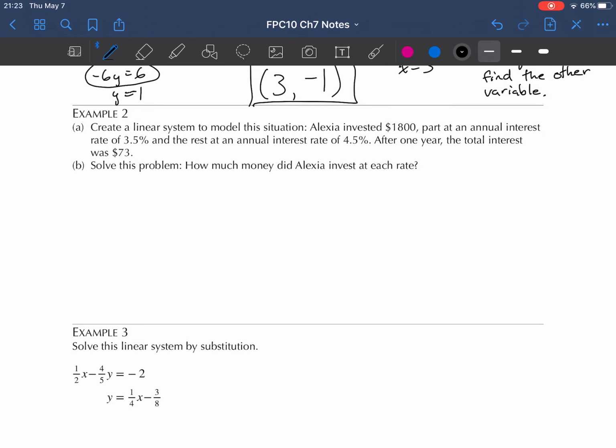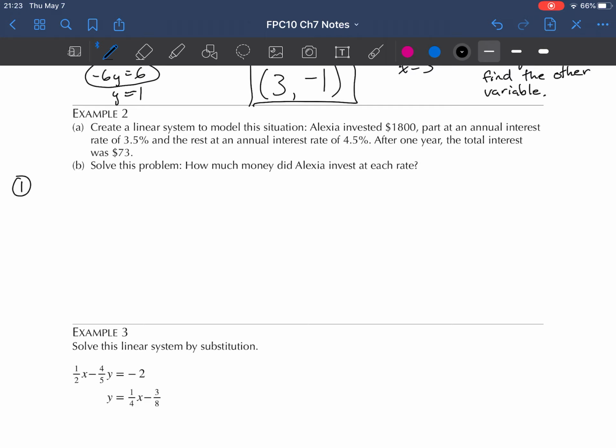Example 2. Create a linear system to model this situation. Alexa invested $1,800, part at an annual interest rate of 3.5% and the rest at an annual interest rate of 4.5%. After 1 year, the total interest was $73. So the first thing we're going to do is create a system of linear equations.